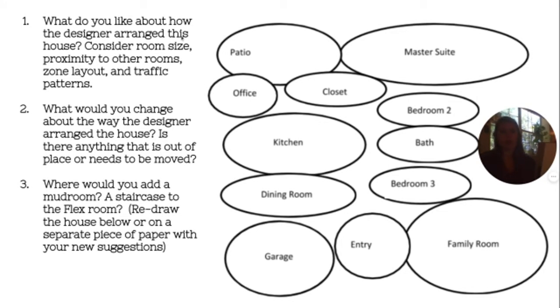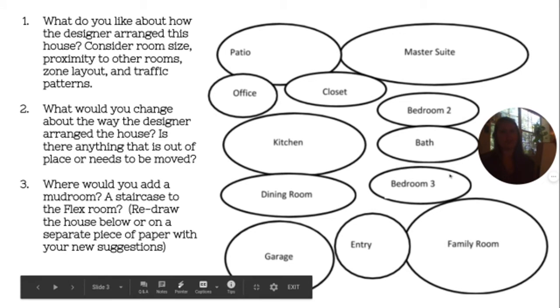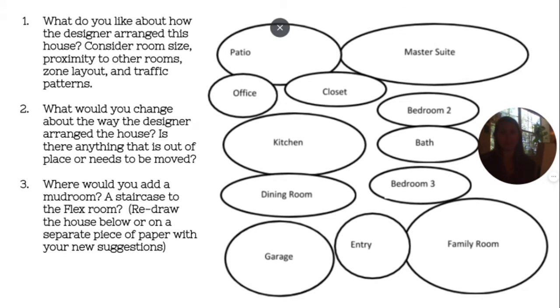So thinking about what you like and dislike about this diagram. What do you like about how the designer arranged this house? You can just think this in your head. Like, I like that the family room is the first room when you come in the door, because I think that makes more sense than a kitchen or a bedroom or a bathroom. I do not like that the family room is connected to a bedroom. I just have an irritation with the TV blaring when you're trying to go to sleep.